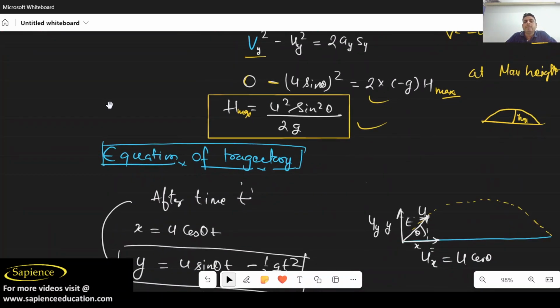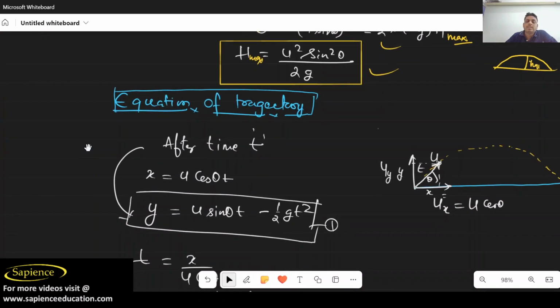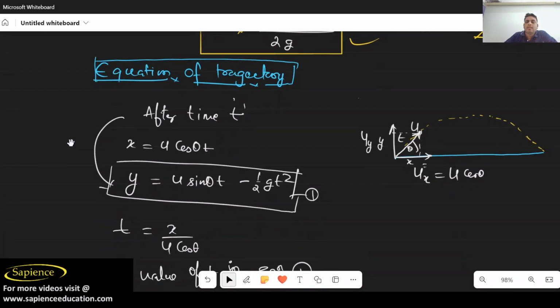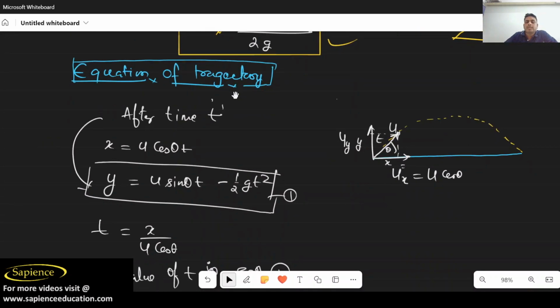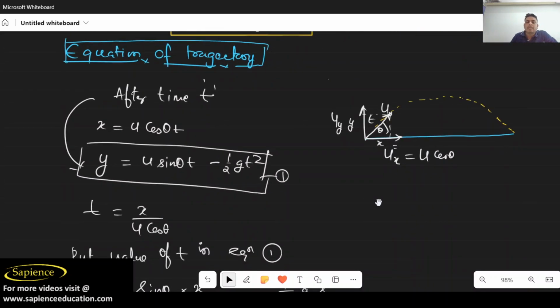Now one thing I want you to understand: what is the equation of trajectory? Let us consider the equation of trajectory. See, after time t, for an object that has been projected, we can write x is equal to u cos theta into t, that is the displacement x. Now what will be the displacement y? We can write y as u sin theta t minus half g t square.